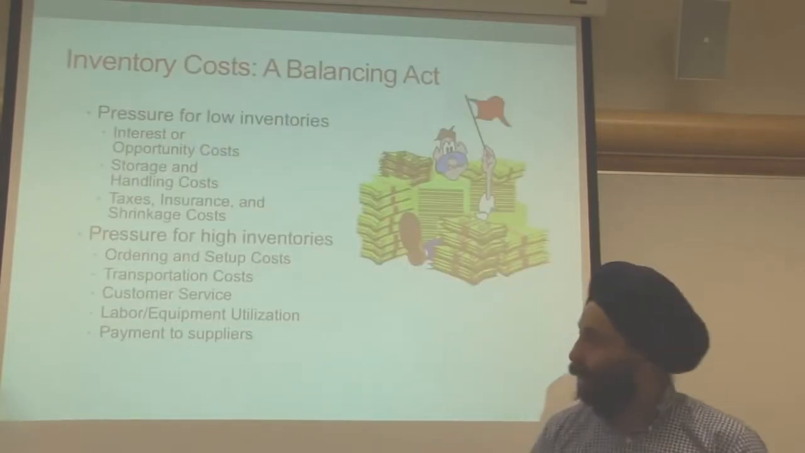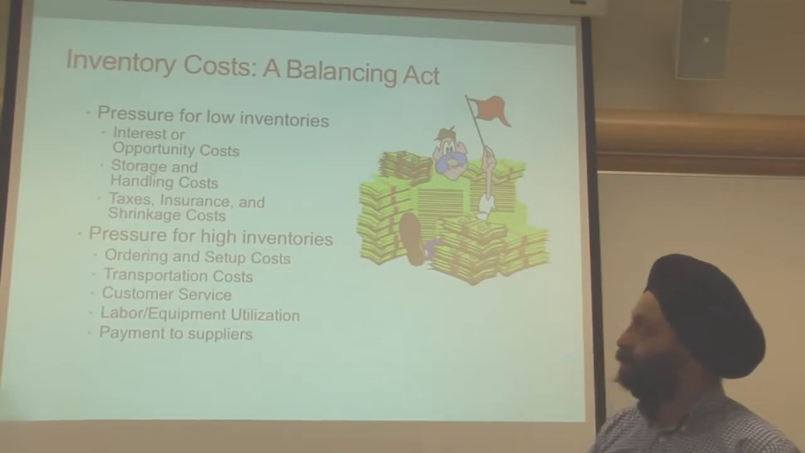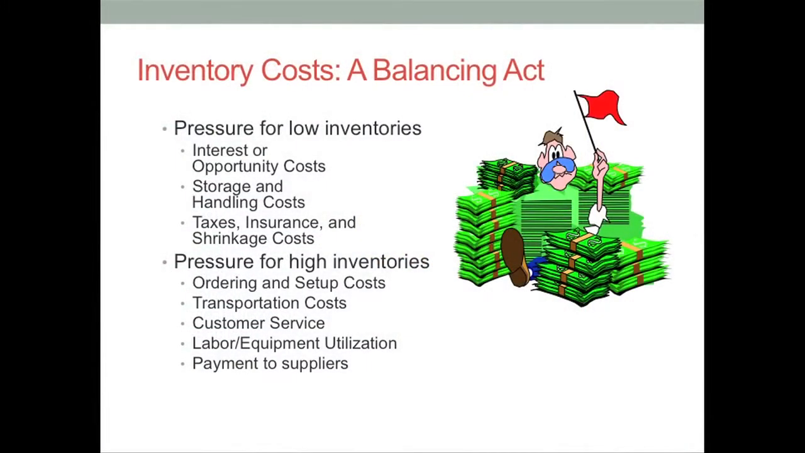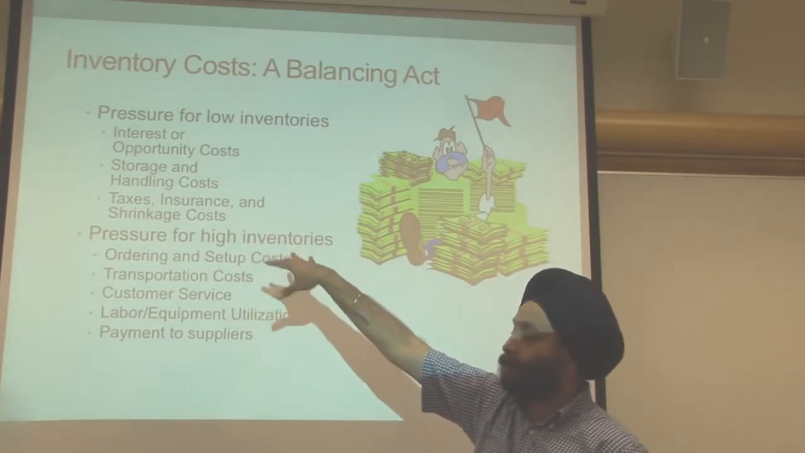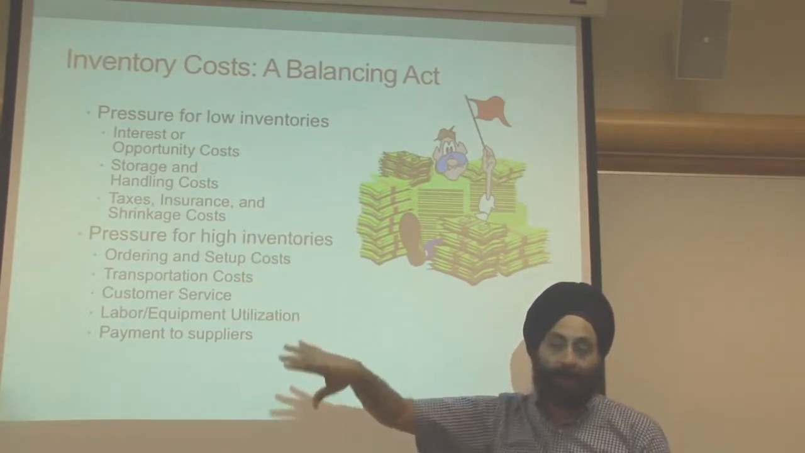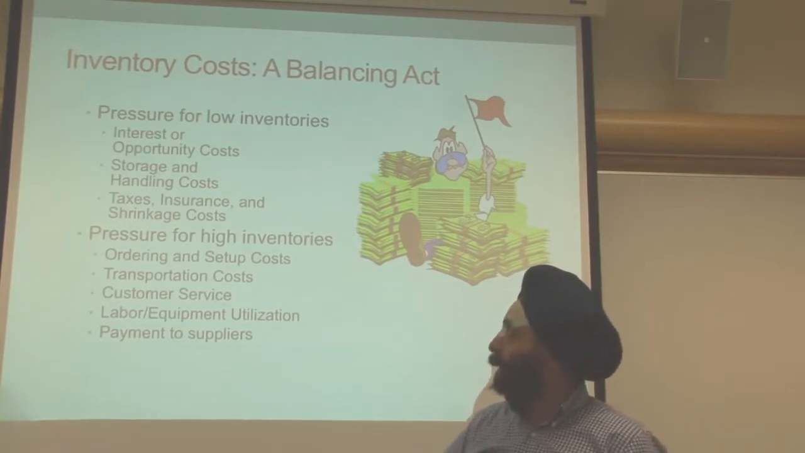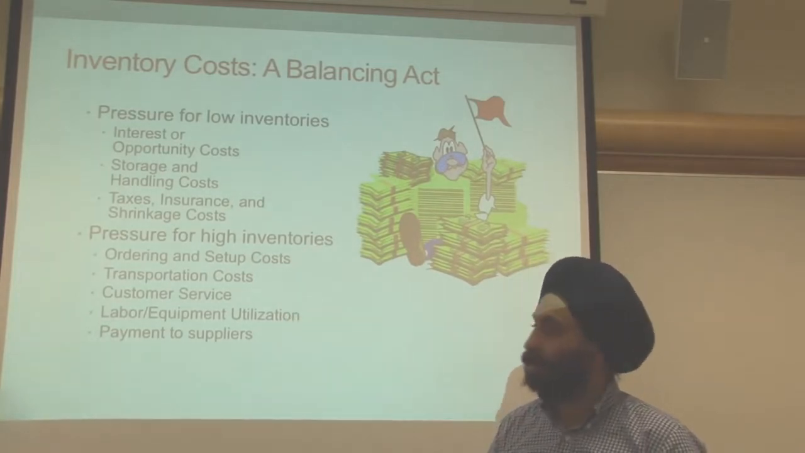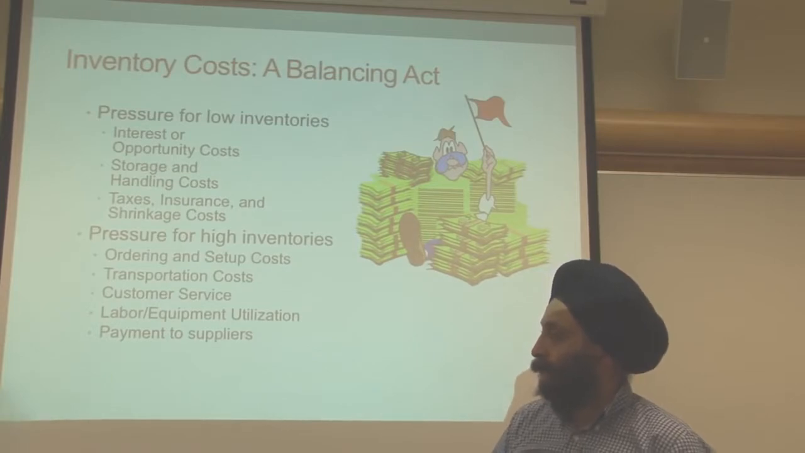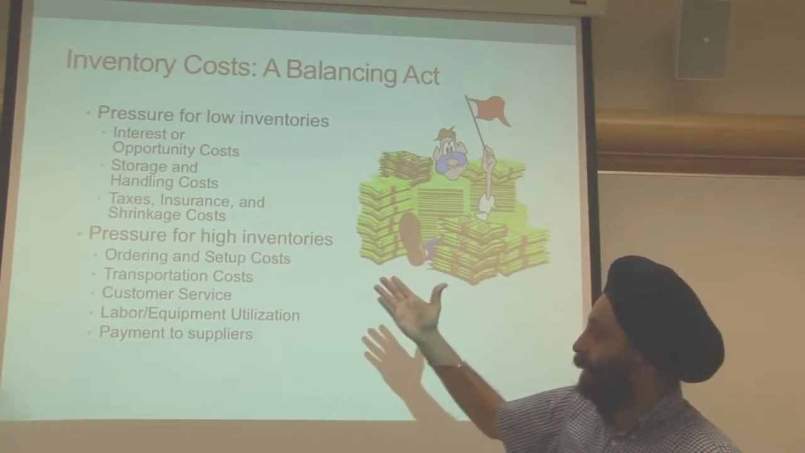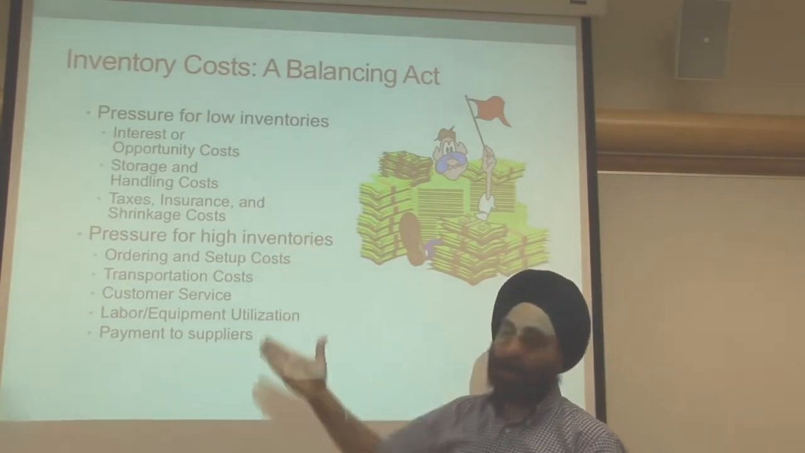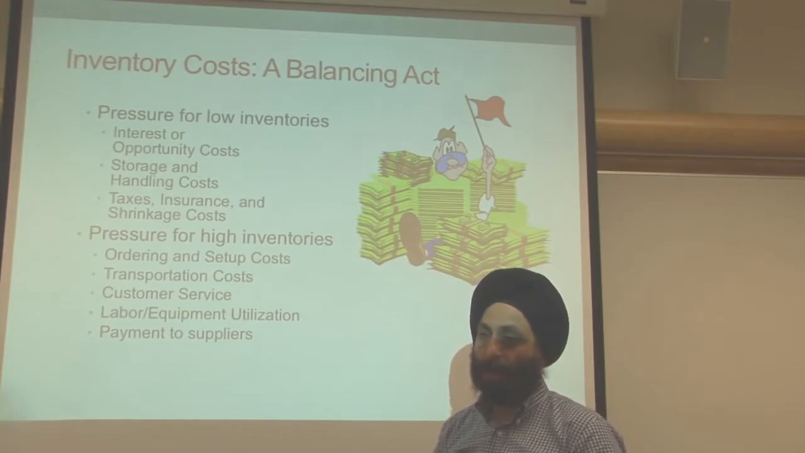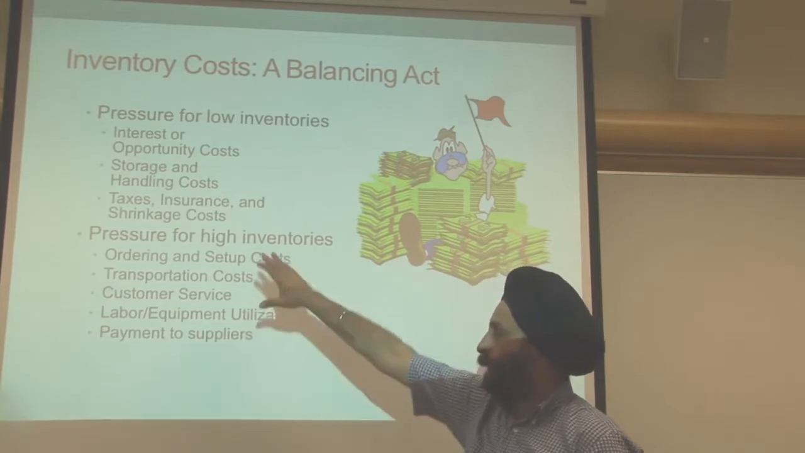In terms of inventory cost, it's a balancing act. There is pressure for keeping low inventories as well as pressure for keeping high inventories. The pressure for low inventory is because of the interest and opportunity cost, since that money can be put to other good use. Storage and handling costs may be expensive in certain high-cost cities for carrying the items in a warehouse. Taxes, insurance, and shrinkage cost, which is the cost of deterioration and obsolescence, are all factored in.